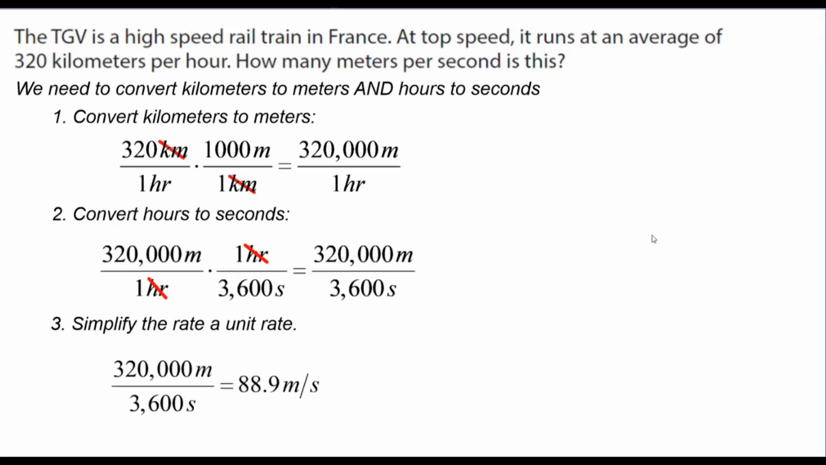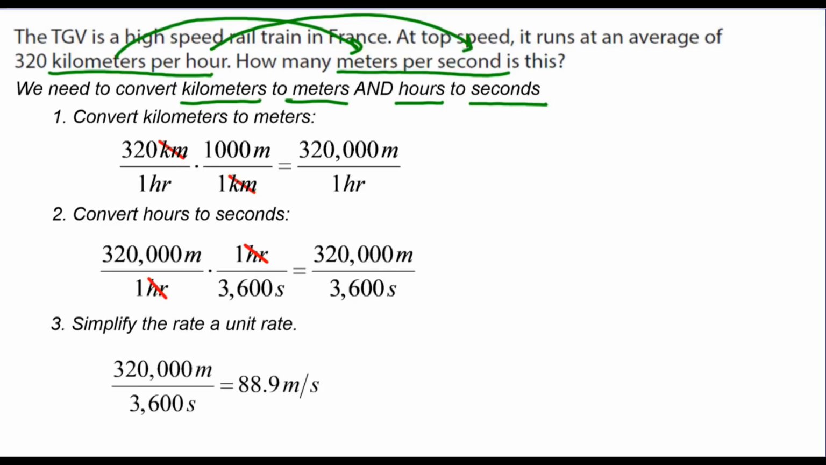So we're making two conversions here. We need to convert kilometers to meters, and we need to convert hours to seconds because we started with kilometers per hour and we want to end with meters per second. So the kilometers are changing to meters and the hours are changing to seconds. So we're doing two different rate or unit conversions here. So I'm going to take it one at a time.